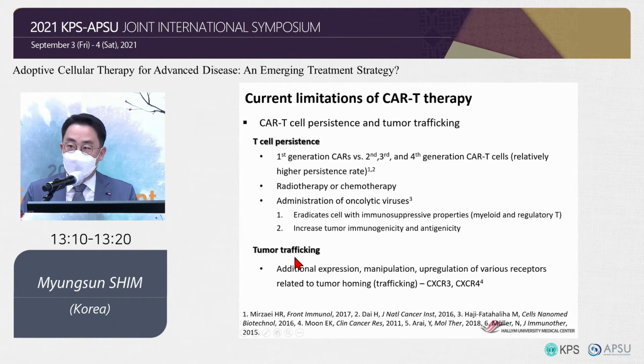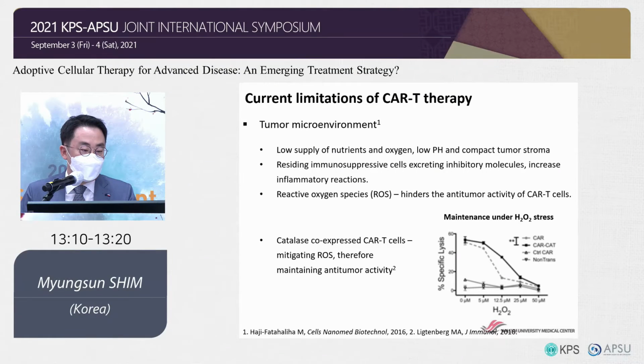Tumor trafficking is another big problem, especially in solid tumors like prostate cancer. And the harsh tumor microenvironment is another big problem. For example, low nutrients and oxygen, and many immunosuppressive cells and reactive oxygen species together make a very harsh environment for CAR T cells.